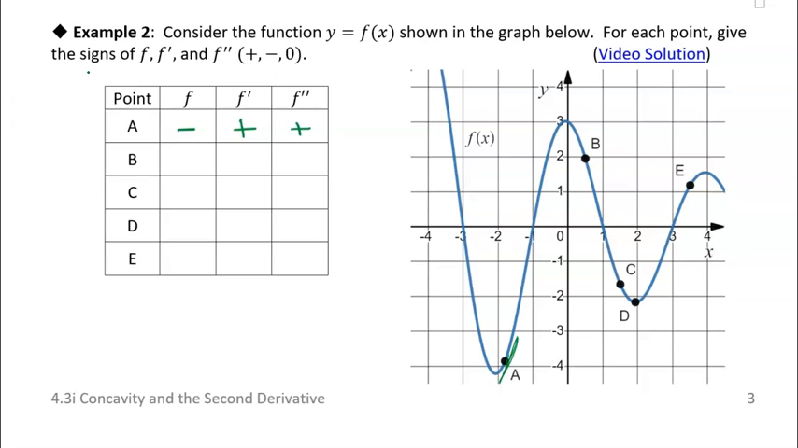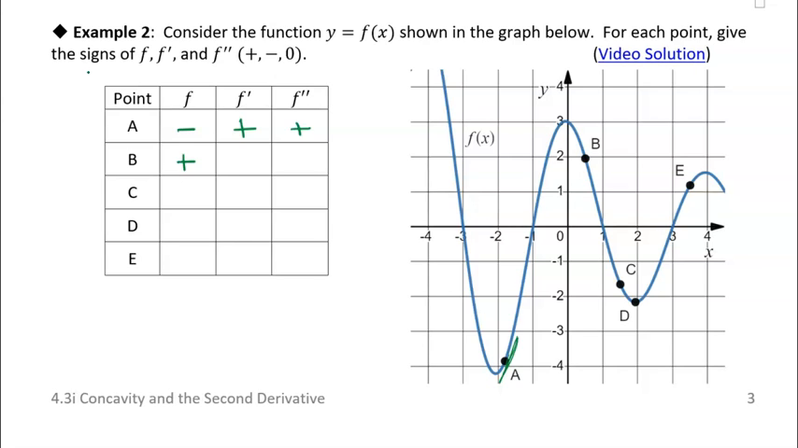Now, if you want to pause the video and just answer these yourself, that's perfectly fine, and you can check yourself when you fast forward to the end. All right, so point B, the value of that function appears to be about 2, but it's above the x-axis, so the value of the function is the y value, so the value is positive.